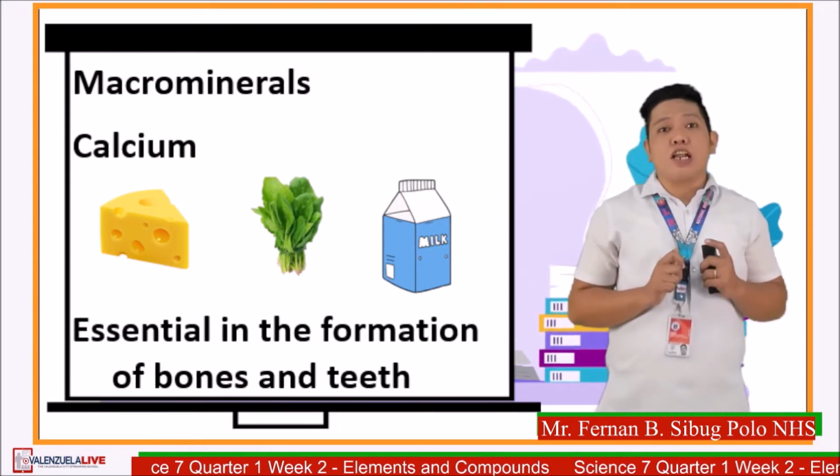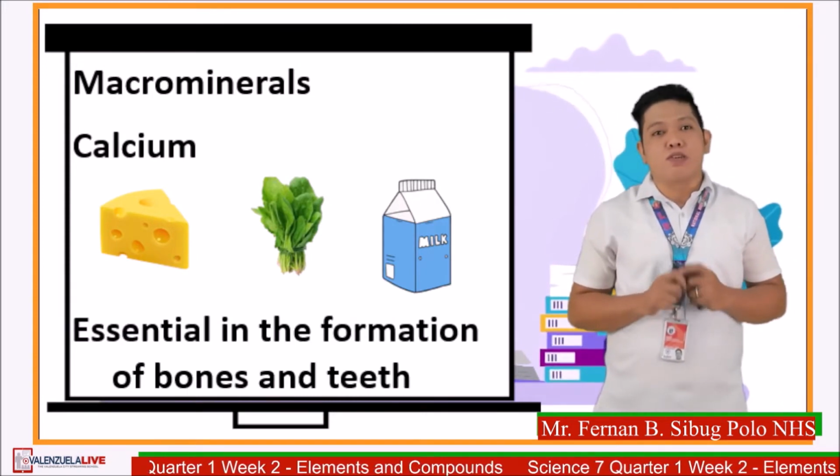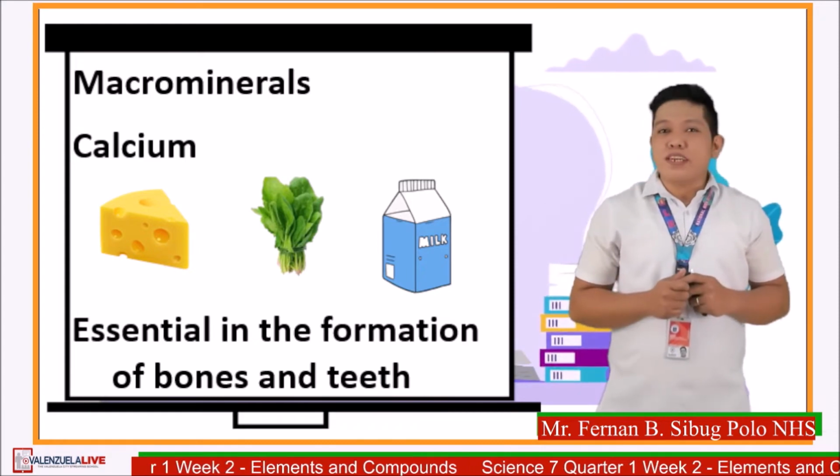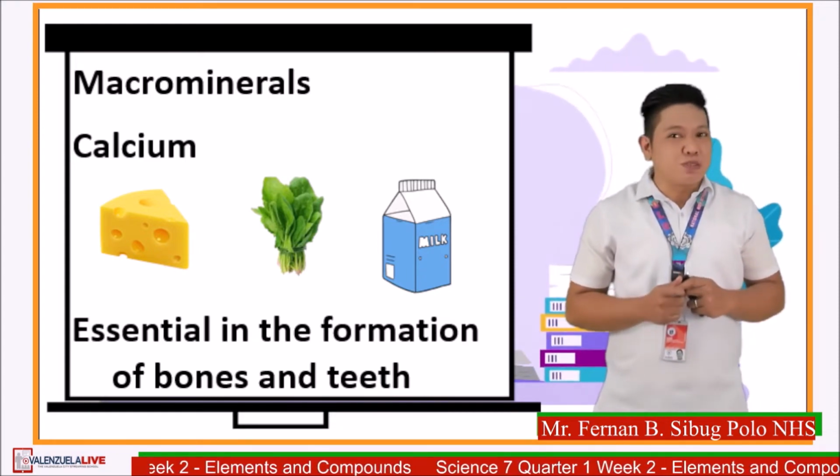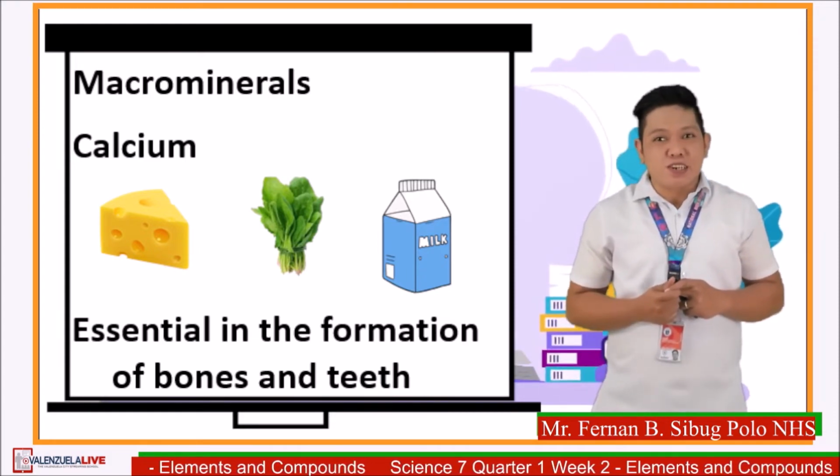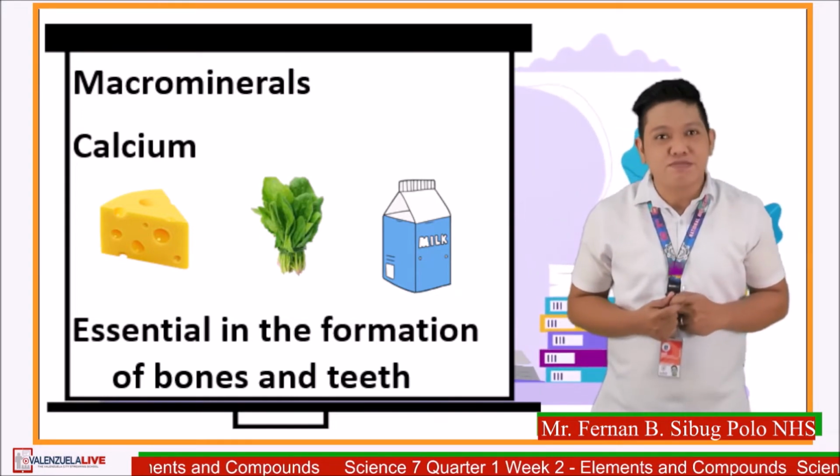Examples of macrominerals are calcium, which we can get from eating cheese, green leafy vegetables, and drinking milk. Calcium is essential in the formation and maintenance of bones and teeth. What is the symbol for calcium? Can you type your answer in the comment section?